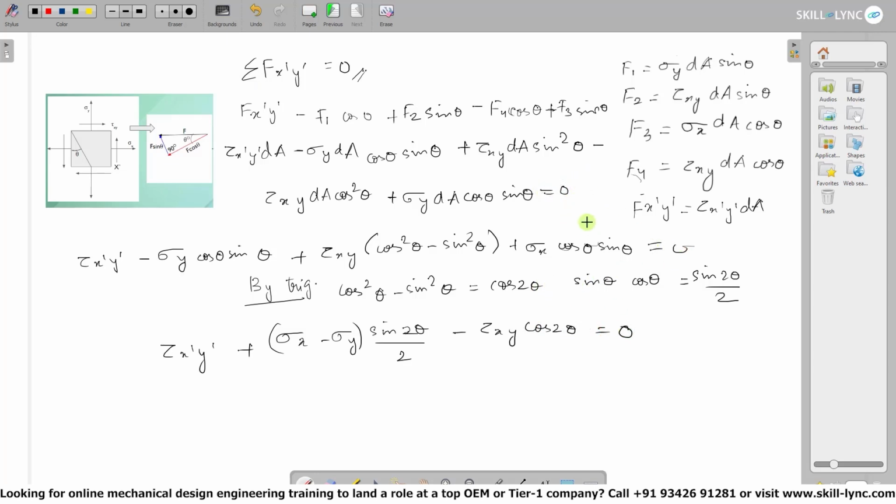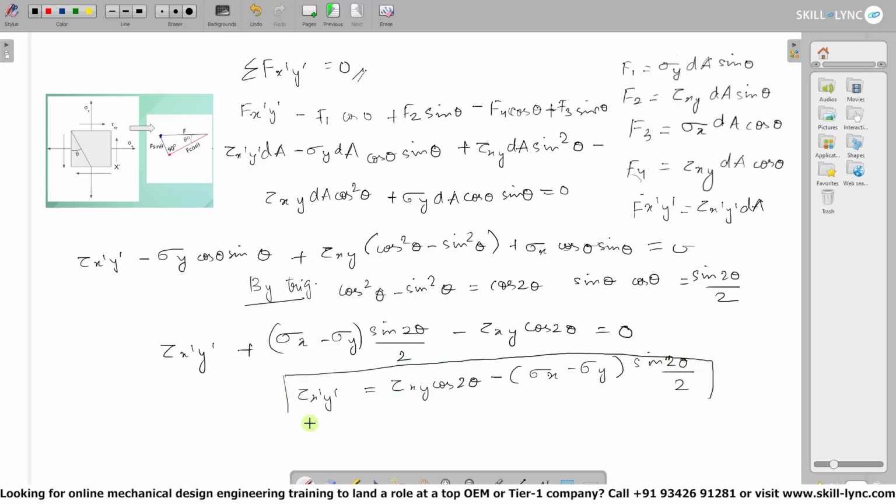Now all these equations are equal to 0 because that is how we define it with the equilibrium equation, which is sum of all forces. So because we have equated all the left hand side to 0, now we can make this a left hand and right hand side equation. Tau x dash y dash is equal to tau xy cos 2 theta minus sigma x minus sigma y sin 2 theta by 2. Now this will be our equation for shear stress. Previously we saw the equation for normal stress. Now this will be the equation for shear stress.